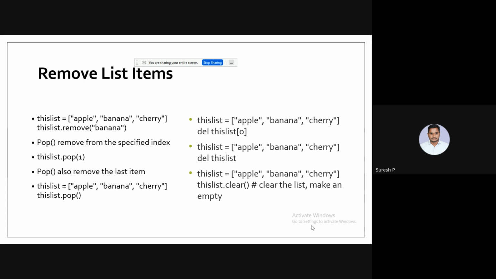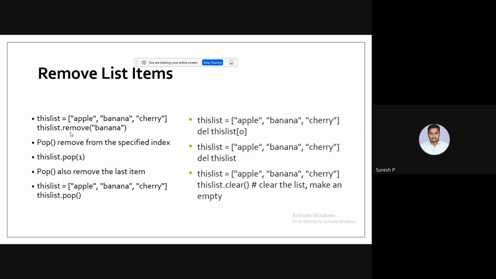First one is the remove function. For example, we have a list with three elements: apple, banana, and cherry. Suppose from that list, if you want to remove banana, then you can use a built-in function called remove. Banana can be passed as an argument to that function, so that banana will be removed from that list. Okay.